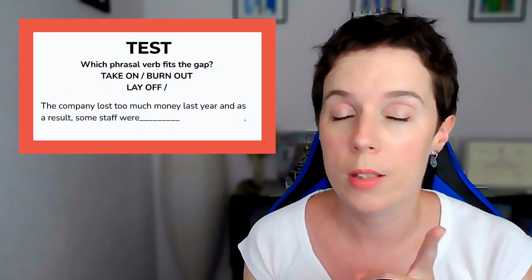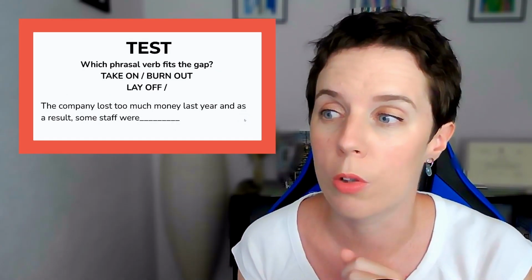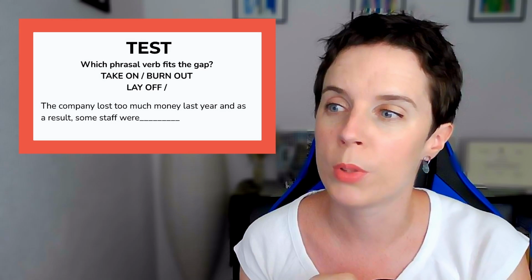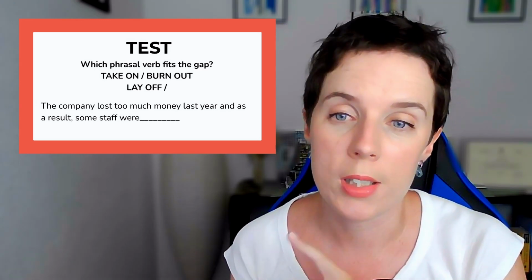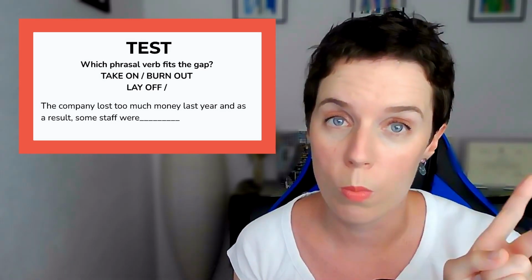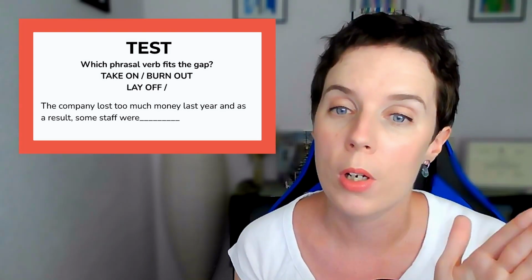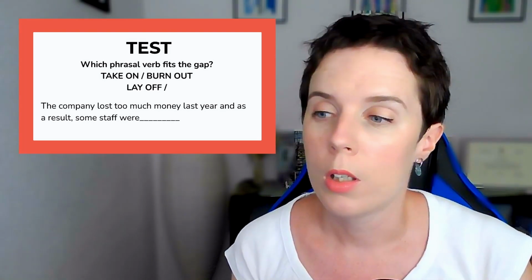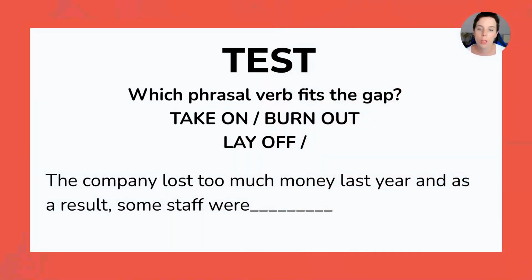Again, let's have a quick test. Let's see if you were listening, you can remember those phrasal verbs. So which phrasal verb fits this gap? Take on in its 2 different meanings, burnout or lay off. We've got the company lost too much money last year, and as a result, some staff were... Okay, so have a think. I'll give you 5 seconds again. Write a comment if you think you know what the answer is. You've got 5 seconds.